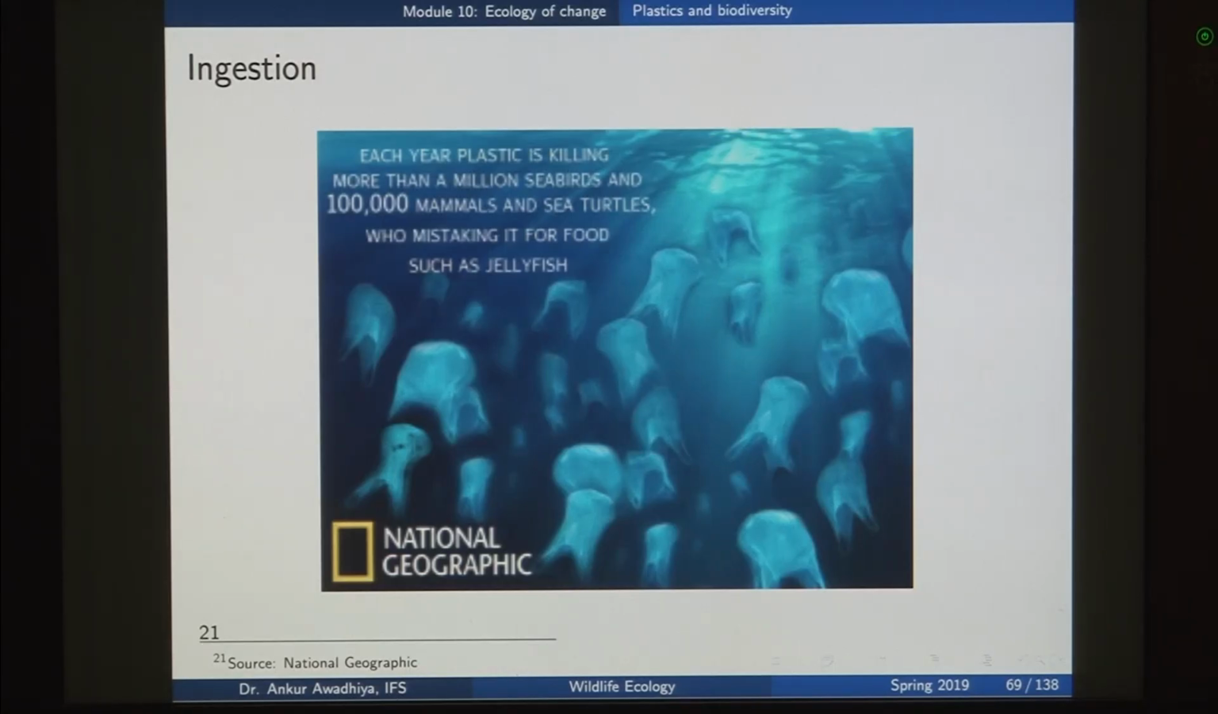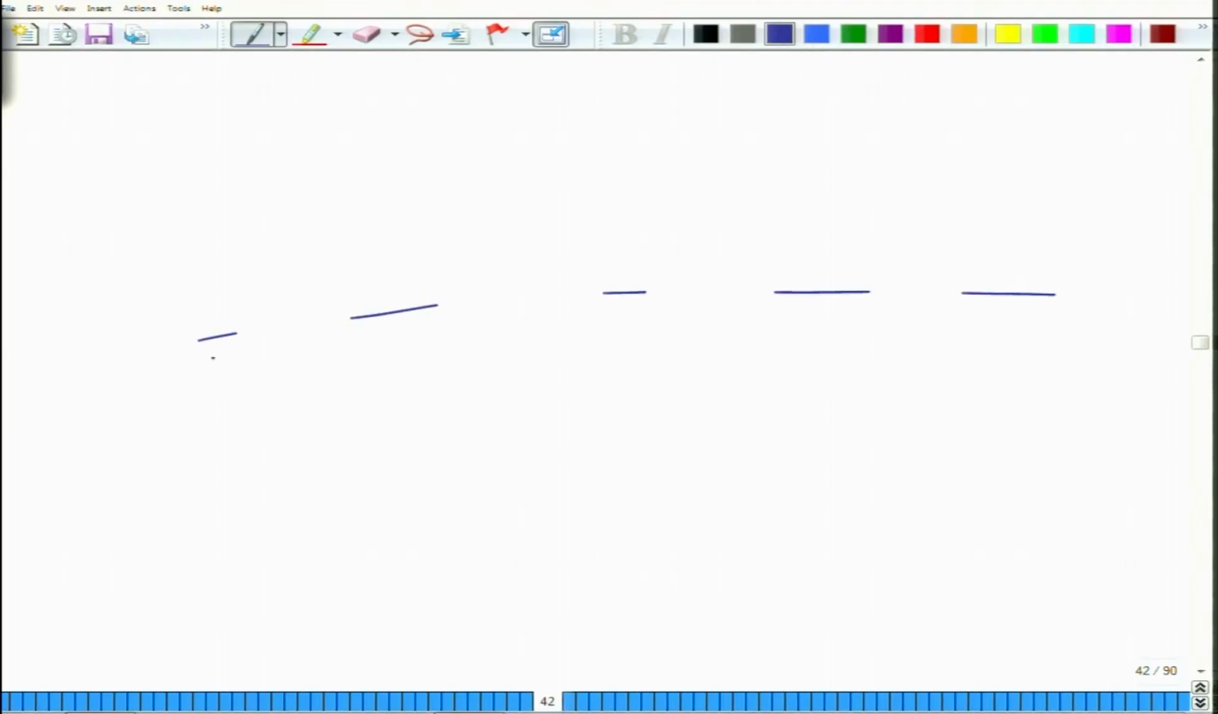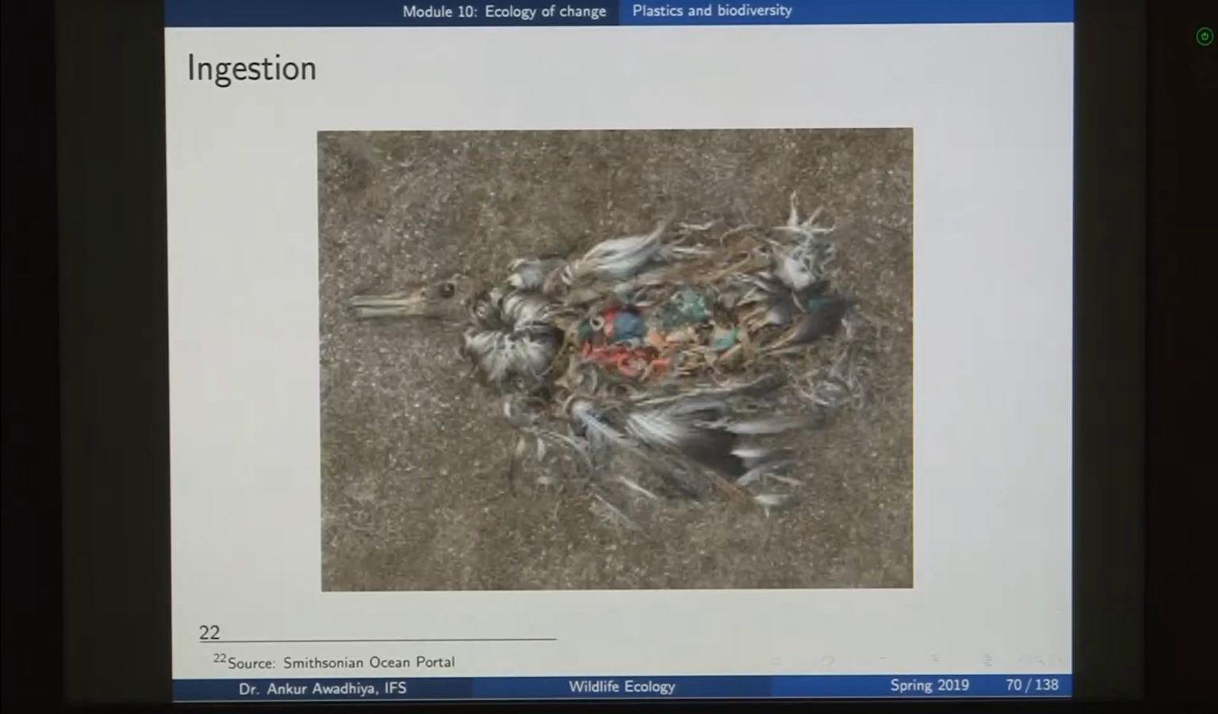Or let us say in the oceans, you have a small piece of plastic, say the cap of a pen, that is floating here. A bird may mistake it for a fish that has come to the surface and might try to pick it up. Here we have the situation of an albatross. Albatrosses are very large birds and they are very long lived. They live for as long as 50 or 60 years.